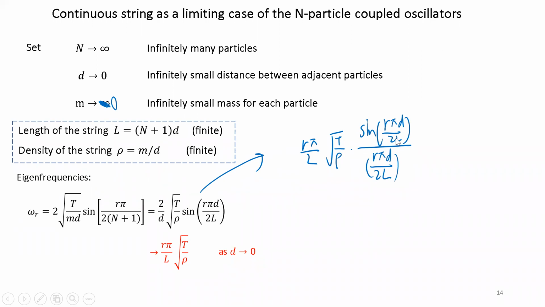So now we are taking the limit that d tends to 0. Just recall this limit that you have learned: sine x divided by x, as x tends to 0, the ratio tends to 1. So here, because d tends to 0, this fraction also becomes 1. Therefore, omega r will tend to this limit as we take the continuous limit.